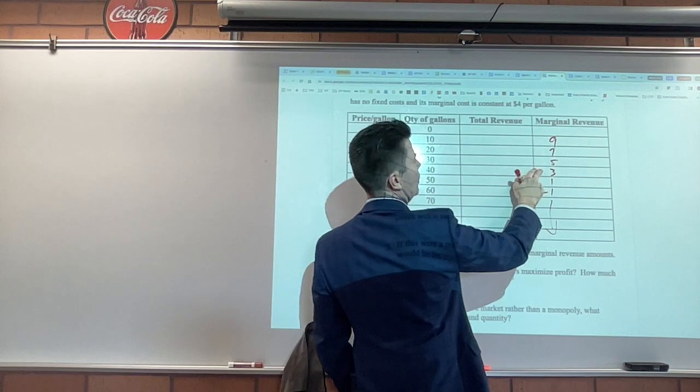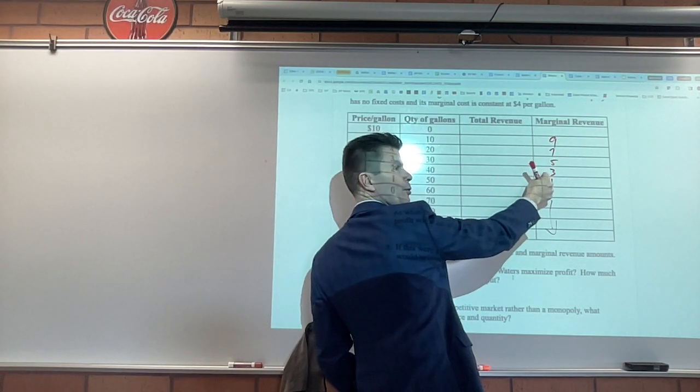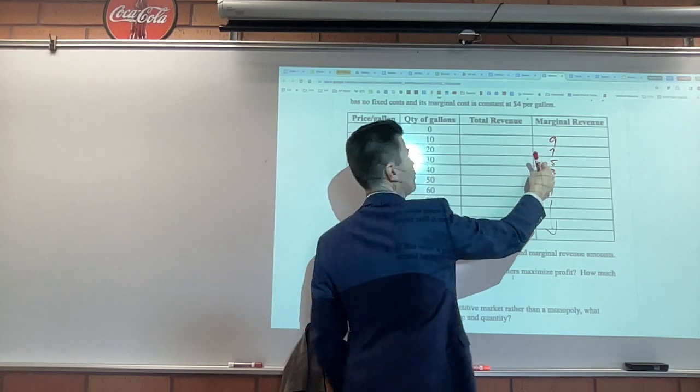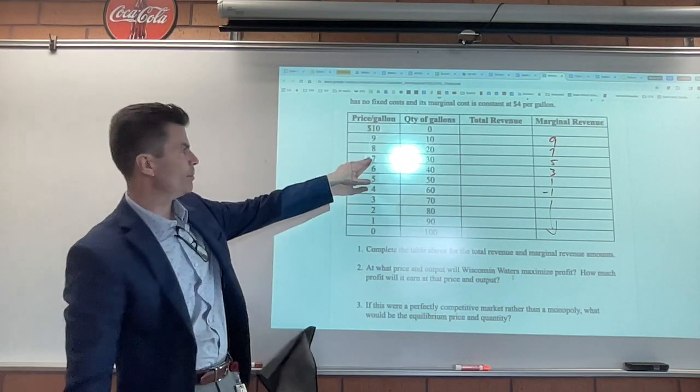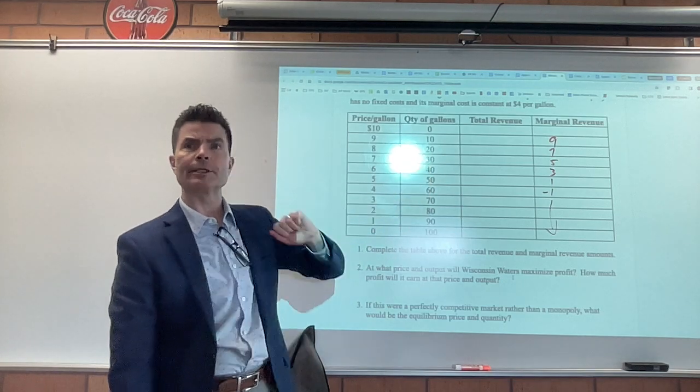My cost is $4. So I'm going to go down, and marginal cost at 4 is greater than this 3, so I don't want to do that one. I want to go up 1. So your answer for number 2 should have been $7 and a quantity of 30. $7 and a quantity of 30.